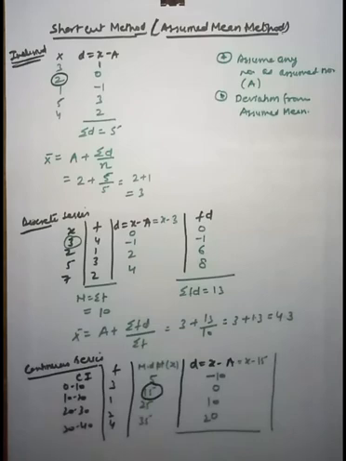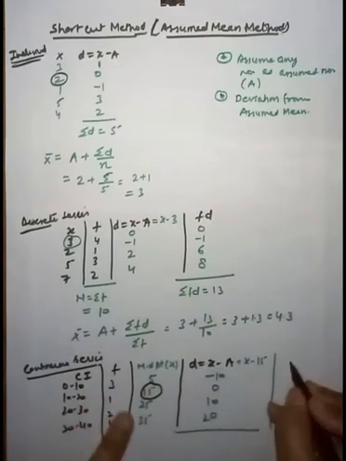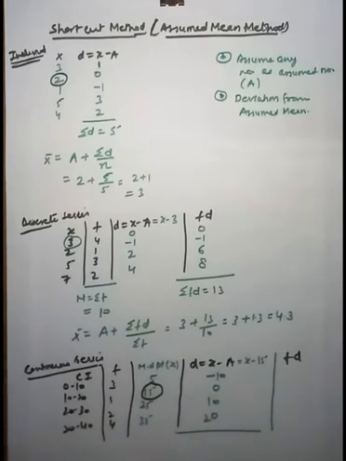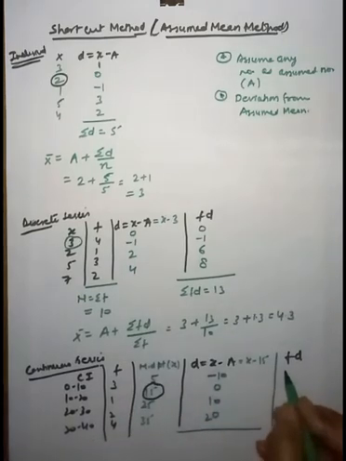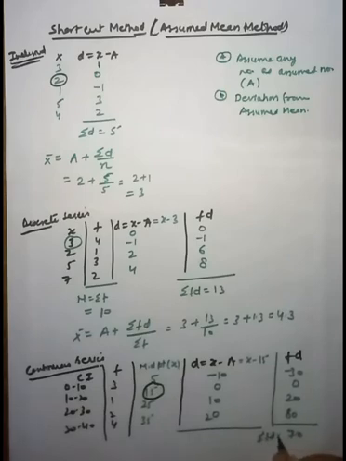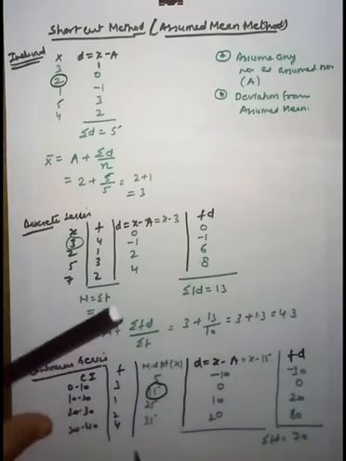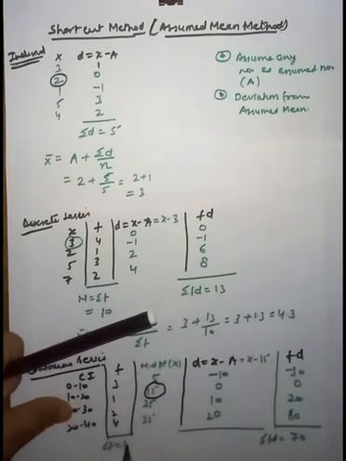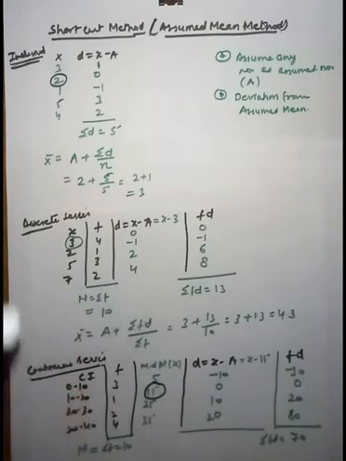Now make the column of FD. FD is 3 into minus 10, which means minus 30. Then 0, 20, and 4 into 20 is 80. Now add: 100 minus 30 comes to 70. Summation of FD is 70, and summation of F is 10.